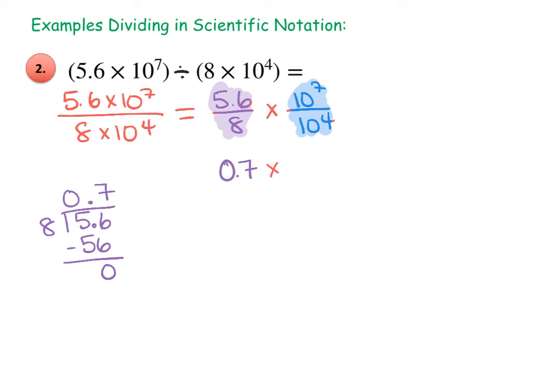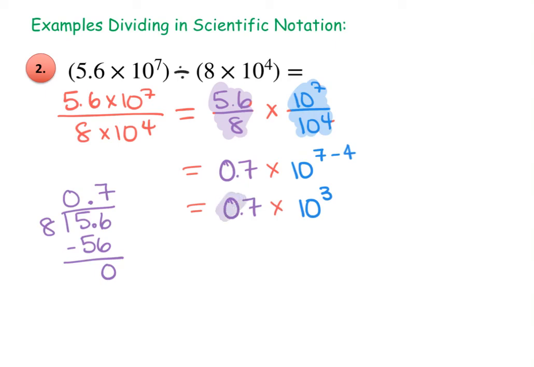And again, we have that quotient rule. So what are we left with? We're left with 10 to the power of 7 take away 4. So now we've got to work out what that is. 10 to the power of 7 take away 4, well, that's going to be 10 to the power of 3. And I've got 0.7 times 10 to the power of 3. Now hopefully we're seeing that this is not going to work for us, because we do not have this in scientific notation.